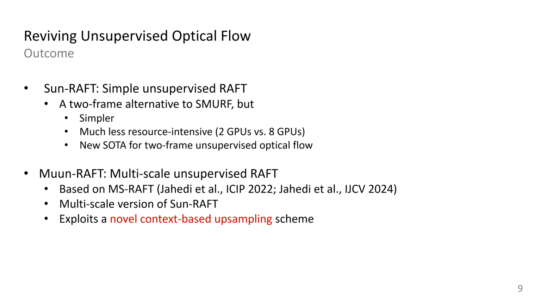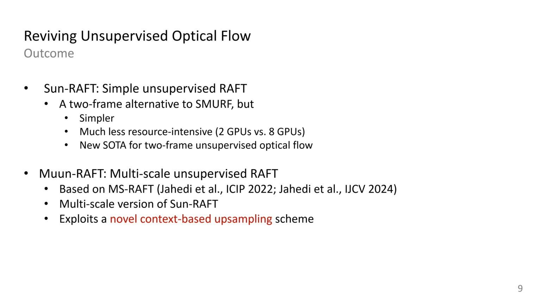The first one is simple unsupervised RAFT, or SunRaft, that can be seen as a two-frame and a simpler alternative to SMURF, which achieves new state-of-the-art for two-frame unsupervised optical flow. The second one is MoonRaft, which is the multi-scale version of SunRaft. It is based on the MS-RAFT method and has a novel upsampling component.